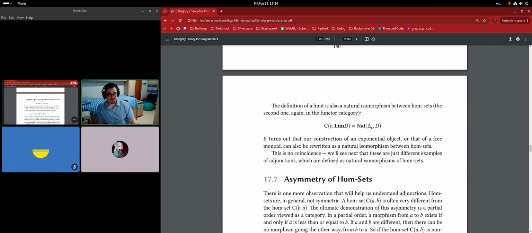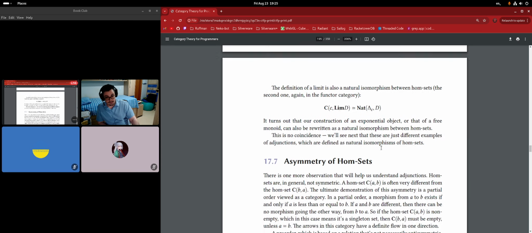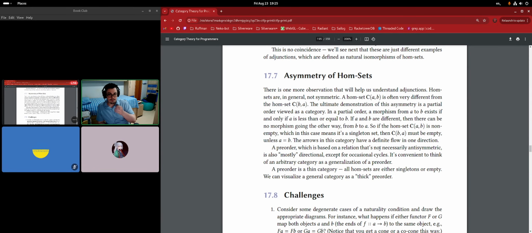The definition of a limit is also a natural isomorphism. Again, I have very little recollection of limits, unfortunately. It's been a while, like 10 chapters ago. Yeah, we're gonna see this again later on, about expressing the exponential object using a natural isomorphism between home sets. Okay, and now we have a symmetry of home sets. I think I remember reading this.